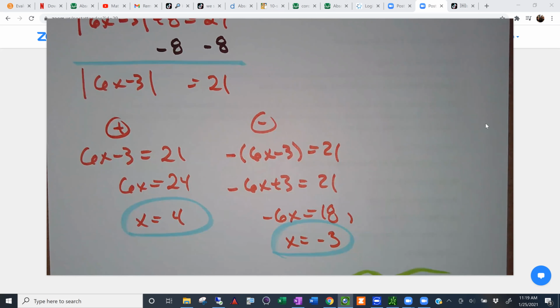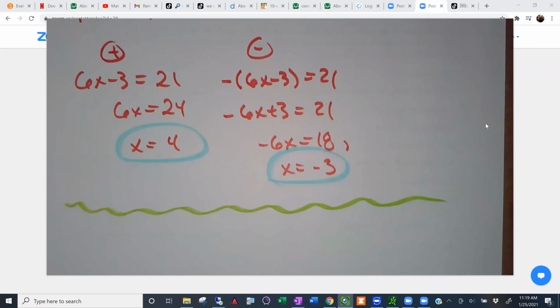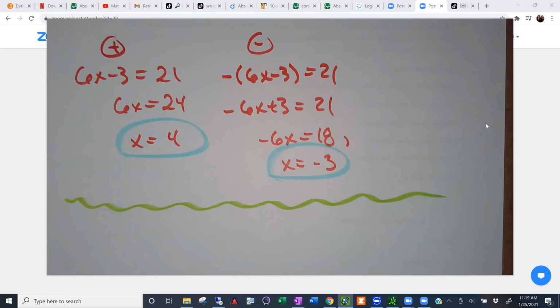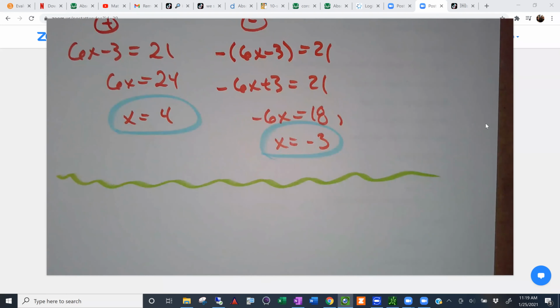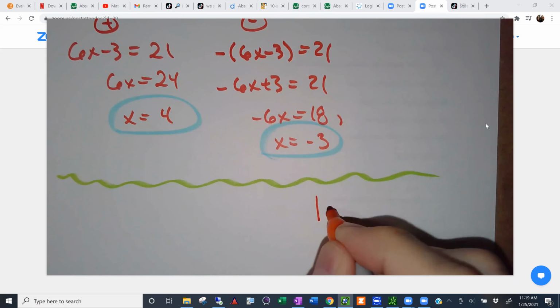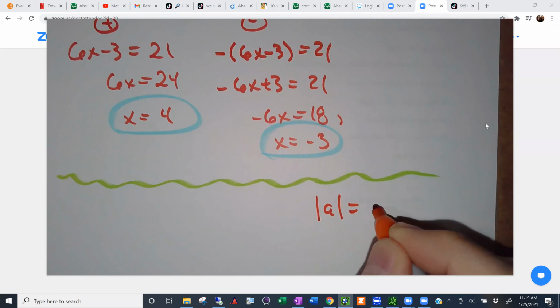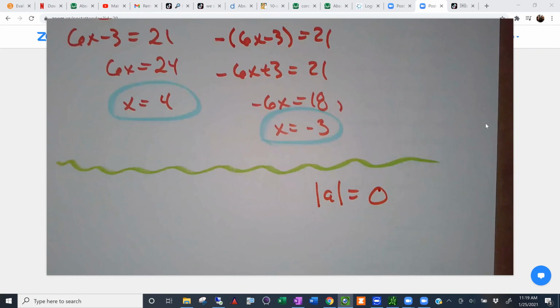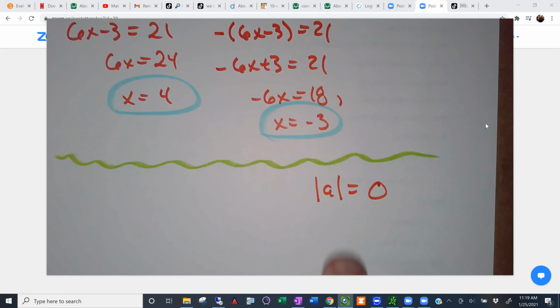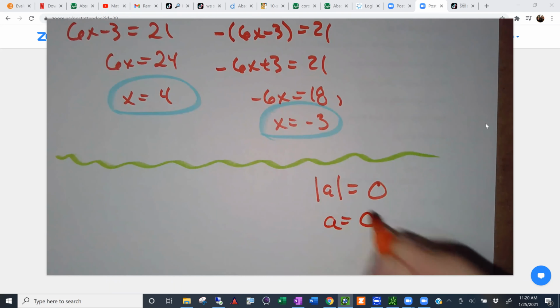Let's try another one. And before I do that other one, let me give you a little heads up, a little foreshadow. If I had the absolute value of A equal to 0, are there two solutions here? Or is there only one number that I can put in here to make this work? There's only one. A equals 0.